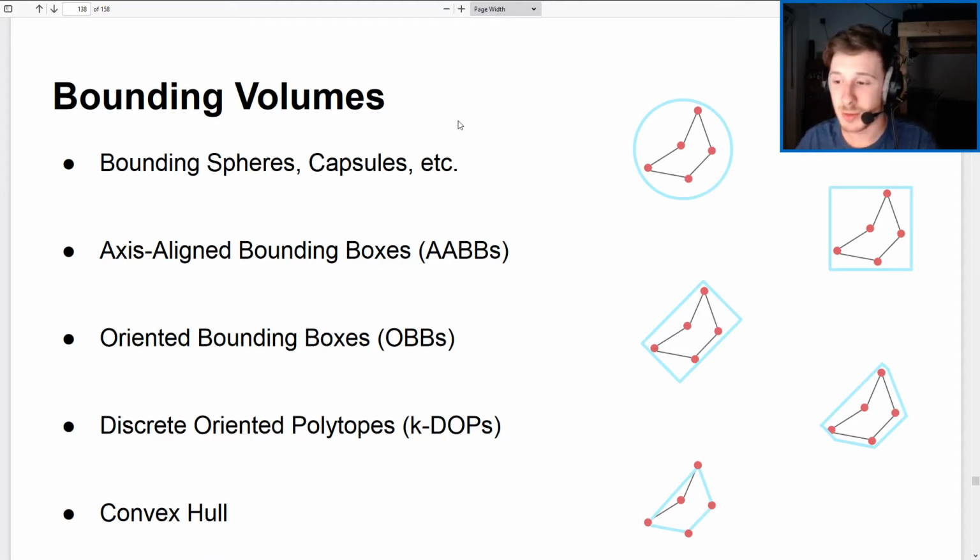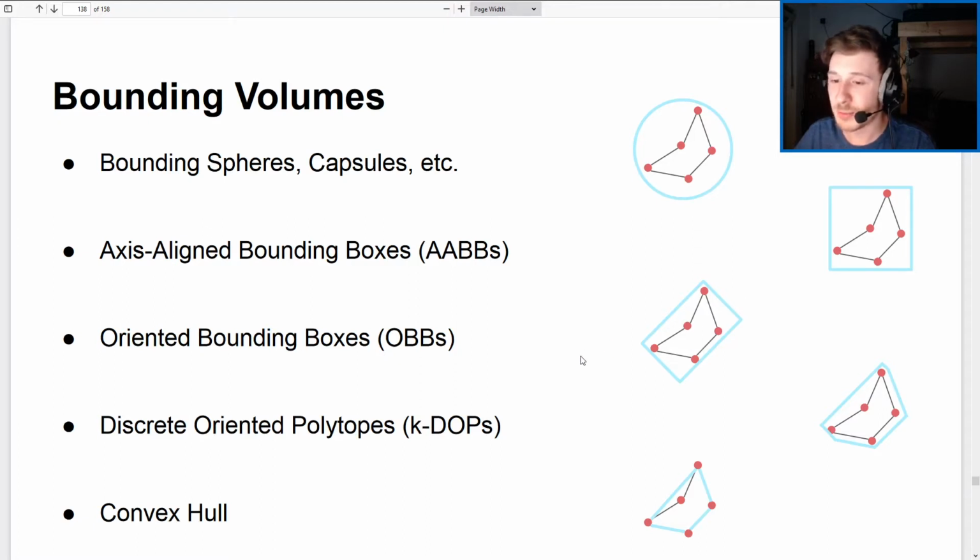For different cases we use different volumes here. For example, we have the bounding spheres, which is a sphere with a radius from the center of mass to the farthest away point, or sometimes a bit further or a bit smaller depending on your use case. Then we have axis aligned bounding boxes. These are just boxes around the objects, but the edges are aligned with the x-axis or the y-axis, and that's why they're called axis aligned bounding boxes.